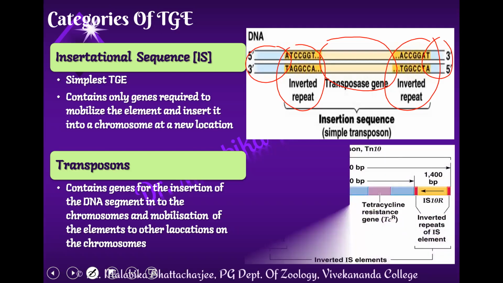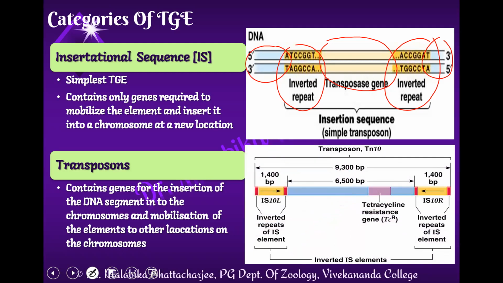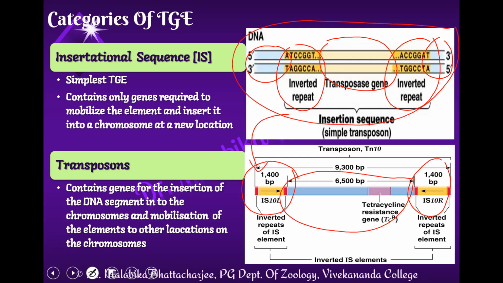Now coming to the transposons. As I said, they are much larger in size, and you can see they can have a number of genes. For example, it obviously has the transposase gene. It can have the resolvase gene if it is a replicative transposon. It can have certain antibiotic resistance genes, for example, this is the tetracycline resistance gene. Apart from that, this is something to be noted: the borders are flanked by IS elements. One IS element is present here and the other IS element is present here.